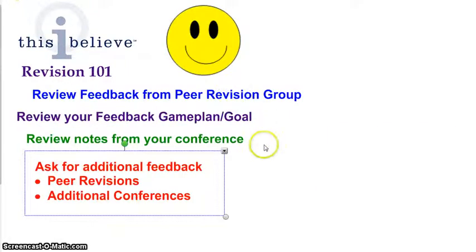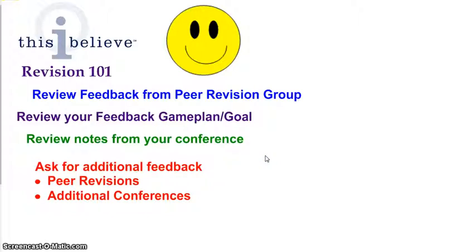Some of the steps that we follow here are to review the feedback from the peer revision group, which I did when I made my game plan. I also want to reference the goal that I took time writing. Also review the notes that are on your blog from the conference. Now today you'll be able to do these parts, but you can't really do this part until you're at home and you have access to the internet.